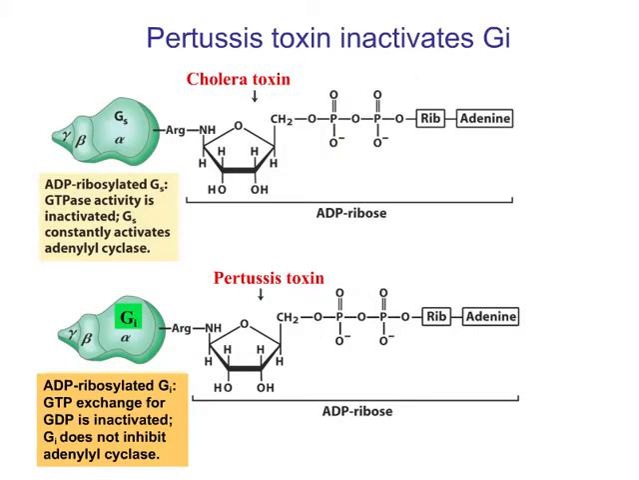A similar situation causes whooping cough, which results when Bordetella pertussis colonizes the respiratory tract. Bordetella pertussis produces pertussis toxin, which, like cholera toxin, functions as an ADP ribosylase enzyme. Pertussis toxin ADP ribosylates selectively G-alpha I subunits.